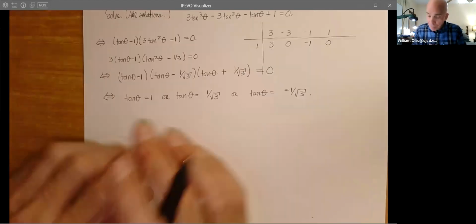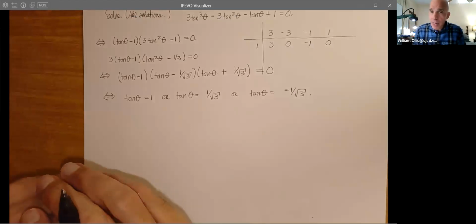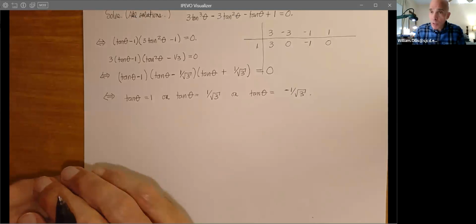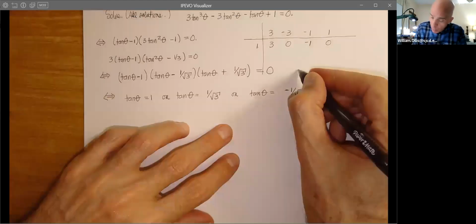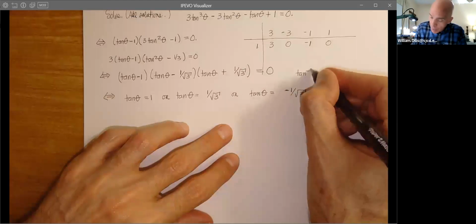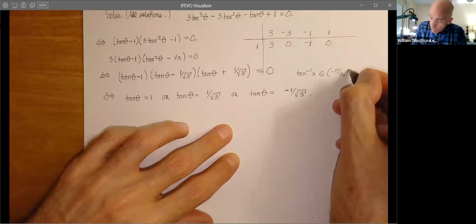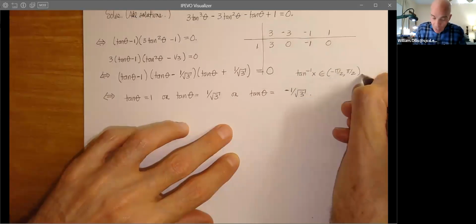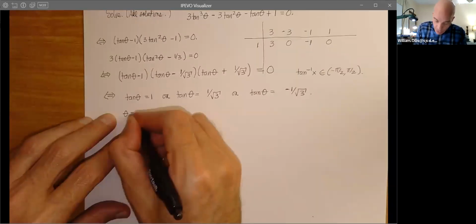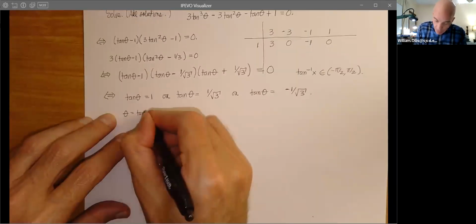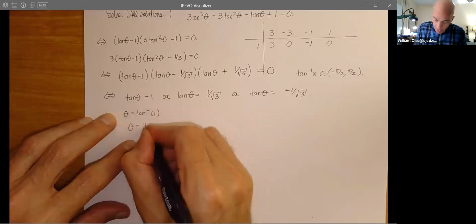Now, of course, on the principal period, the tangent is one-to-one. So we don't have to worry, again, about the lemma. So just remember, the inverse tangent of x lives here, negative pi over 2 to pi over 2. So now we can move all this forward. We know what this is. This is theta equals inverse tangent of 1. So theta is equal to pi over 4. We already knew that.